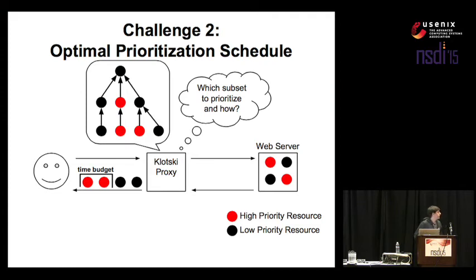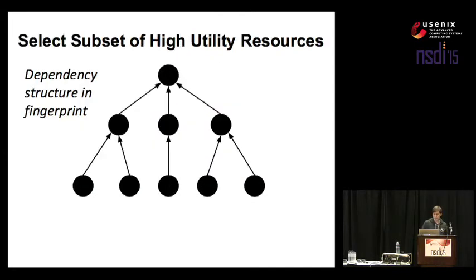So what we do for this is that we take this dependency structure that we just built up, and we can annotate it with the user utility function to mark resources as being high or low priority. Now, the hard part here is that you can't just select a subset of prioritized resources from the high importance resources. This is because you still have to respect the dependency structure of the website. Like we said before, you can't send the image down before the JavaScript.